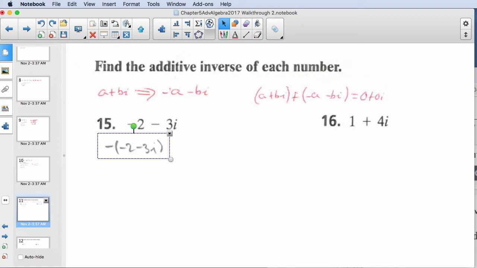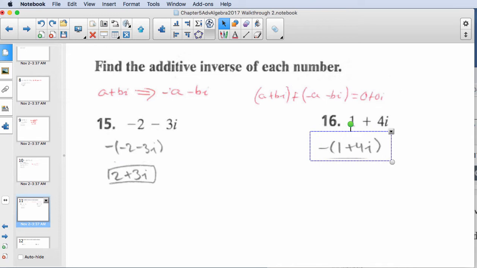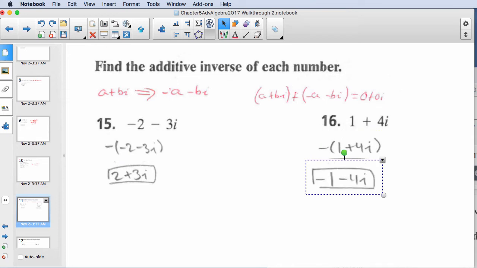So for our first problem, we'll just take the opposite of negative 2 minus 3i, and when we distribute, it's going to give us 2 plus 3i. And for the next one, we'll take the opposite of 1 plus 4i, just reversing the signs, and that's going to give us negative 1 minus 4i.